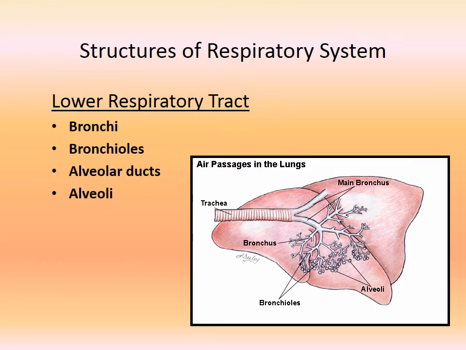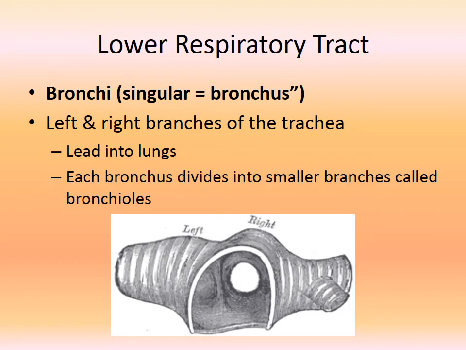So let's move down into our lower respiratory tract. The lower respiratory tract is made up of our bronchi, bronchioles, and alveolar ducts, which lead to the alveoli. Let's start with the bronchi. Remember, we talked about the trachea and how it leads down into the thoracic cavity and bifurcates. So it splits into right and left branches, and those are the bronchi. One is a bronchus, and two or more together are bronchi.